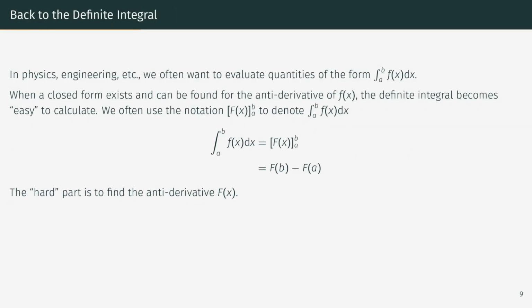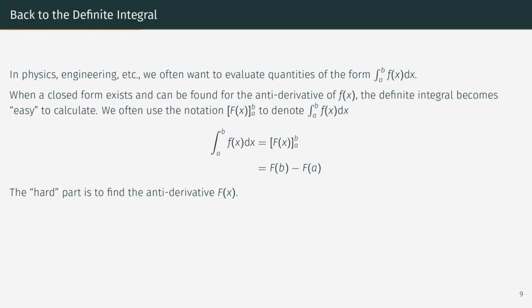In physics and engineering, we often want to evaluate quantities of the form of the integral of f of x dx from a to b. When a closed form exists and can be found for the antiderivative of f of x, the definite integral becomes easy to calculate. We often use the notation F of x within square brackets from a to b to denote the integral of f of x dx from a to b.